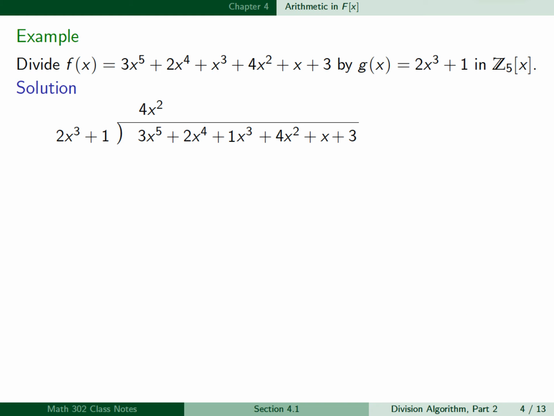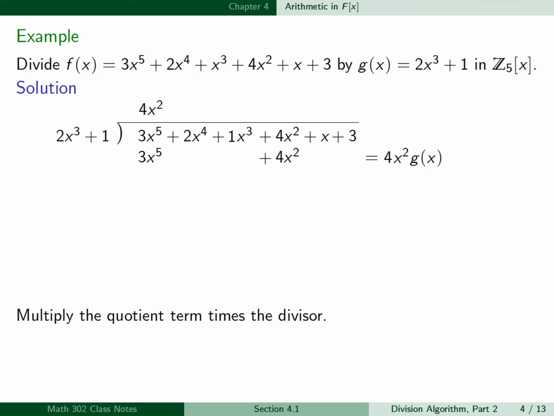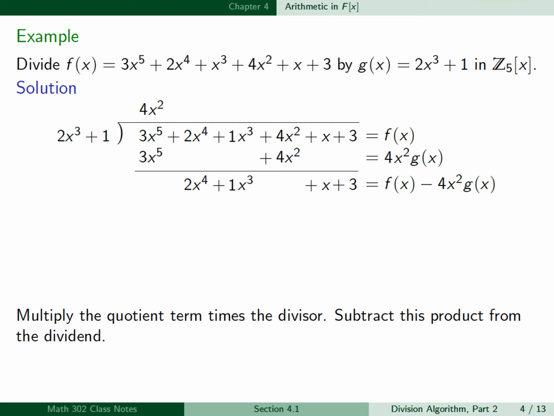Then we're going to multiply the quotient term times the divisor. So we've got 4x squared times 2x cubed. That will be 8x to the 5th. But in Z sub 5, 8 is equal to 3. Plus 4x squared. Then we subtract this product from the dividend. And so we pull down the 2x to the 4th, the 1x cubed, the 4x squareds cancel, pull down the x plus 3.